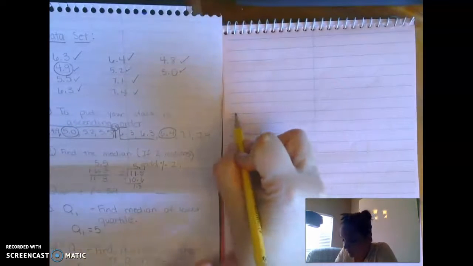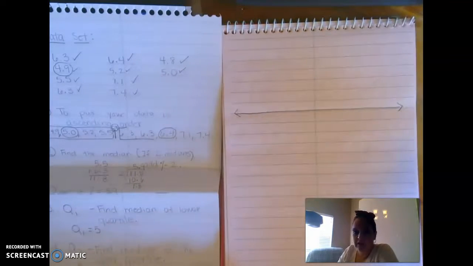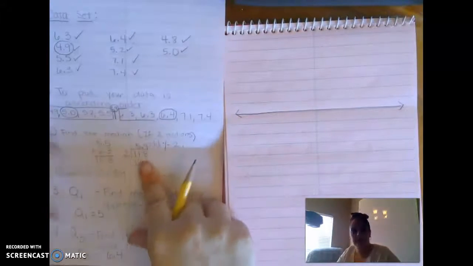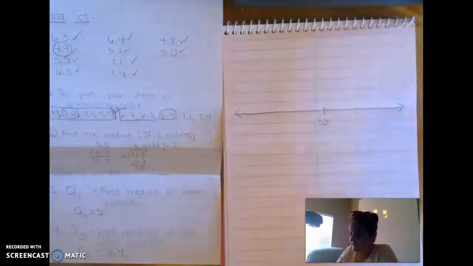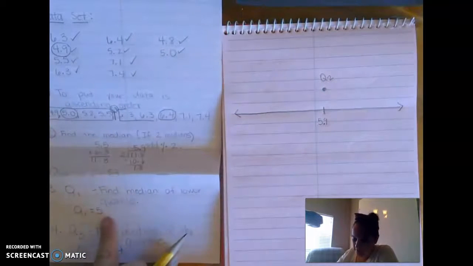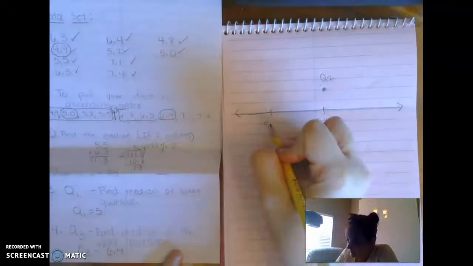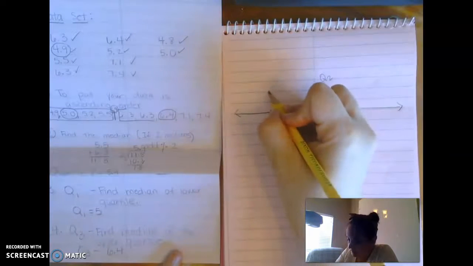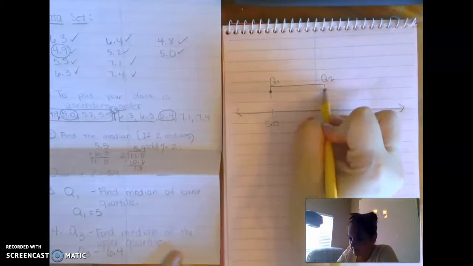So the first thing I'm going to do is draw my number line, and I'm going to plot my Q2. So over here, my Q2 was 5 9/10. So I'm going to place 5 9/10 right there, and you plot your dot. And I'm going to label it Q2. I'm going to plot now Q1, which was exactly 5. And I'm going to plot it. That's Q1. Connect those dots.